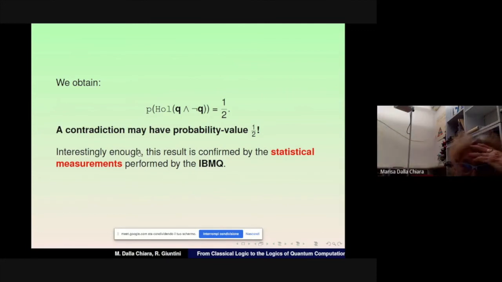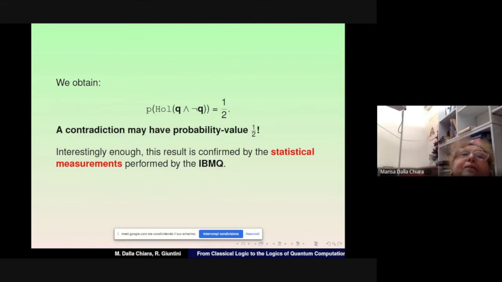And interesting enough, and this in our opinion, Roberto's and my opinion, it is very interesting that this result is confirmed by the statistical measurement performed by the computer IBM Q. You have seen in the lecture by Roberto how these statistical measurements are performed by the IBM computer. Roberto himself has performed this measurement, obtaining some statistical results. And these statistical results performed by the IBM Q computer confirm violations of the non-contradiction principle. So this, let me say, is a strong result against the universality of classical logic.